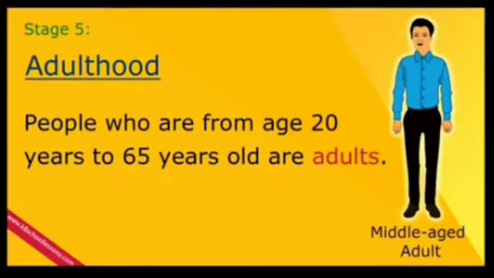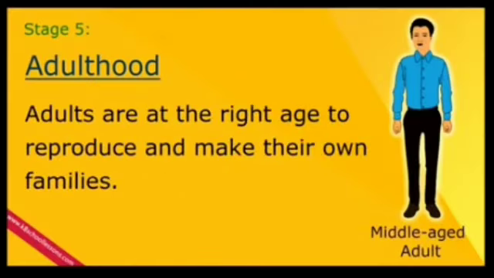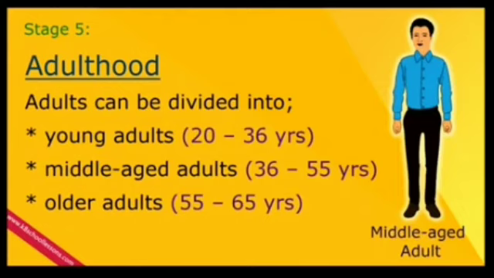Then stage 5, that is adulthood. People from age 20 years to 65 years are called adults, and are at the right age to reproduce and make their own families. The young adults are 20 to 30 years, middle age 36 to 55, and then older 55 to 65 years. So this is adulthood.